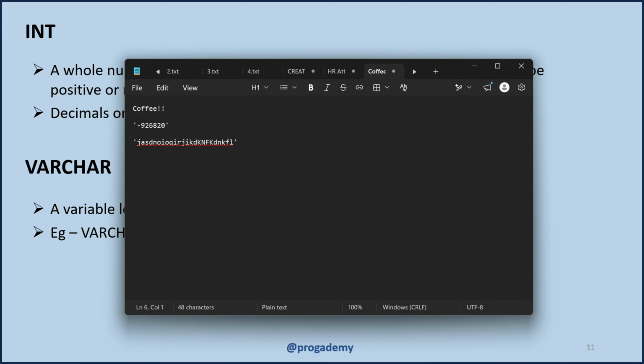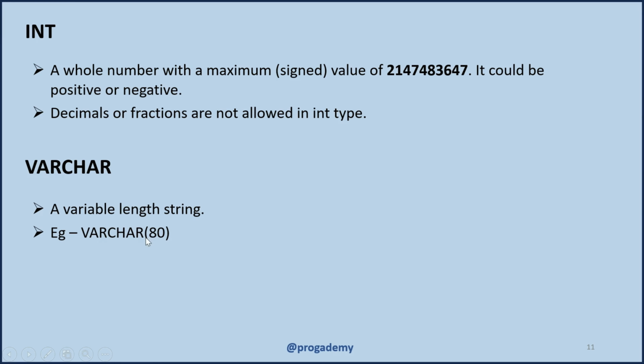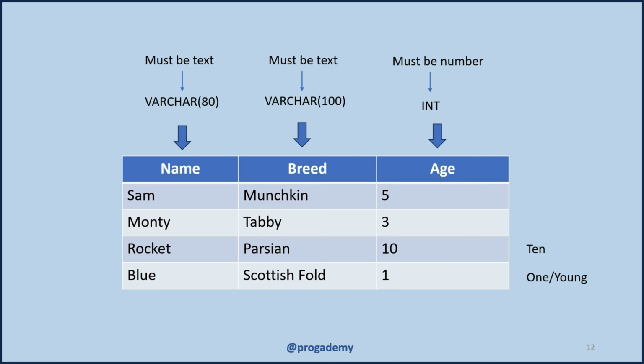When we specify a data type in a table, we can specify the maximum number of characters allowed with varchar. Varchar means variable character, so we can define inside the brackets the maximum length it can take. Here I have defined varchar 80, so the maximum characters it will take is 80. After 80 it won't take more, right? So this is varchar.